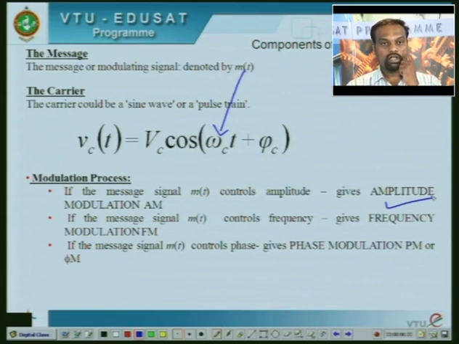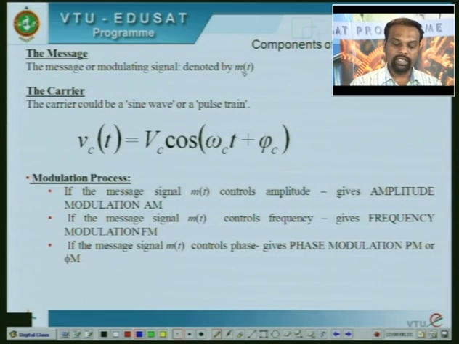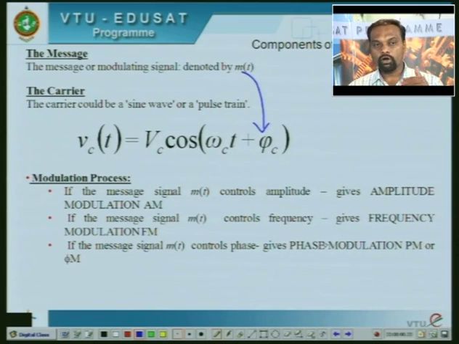So, remember, whenever the modulating signal changes the frequency of the carrier, we call it frequency modulation. Similarly, if M of t changes the phase information, if the phase of the carrier signal is going to change in accordance to M of t, we call that process phase modulation. So, there are three modulation techniques.